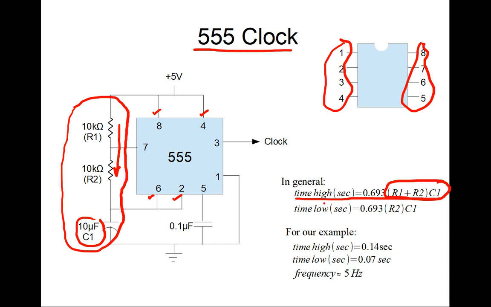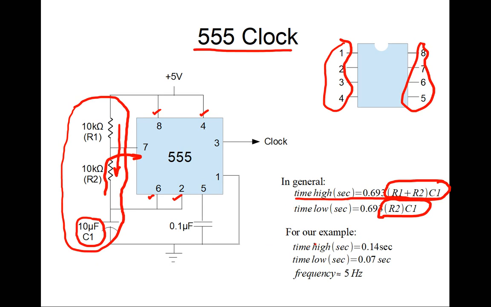In the low state, how long it stays low is a function of the time constant using C1 and R2. Why? Because we're going to discharge through R2. So we're using the charge and discharge of a capacitor through resistors to determine our high state and low state. And of course, you sum those and you get the period.